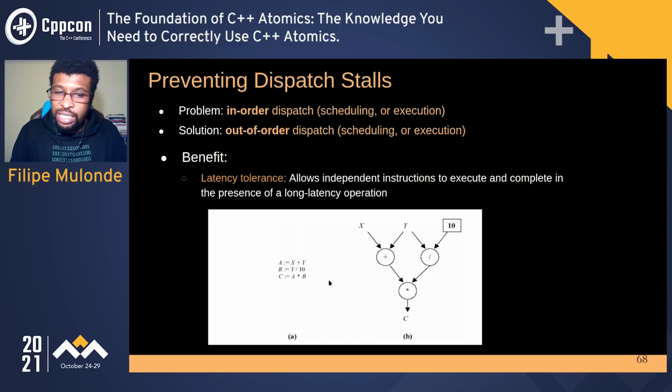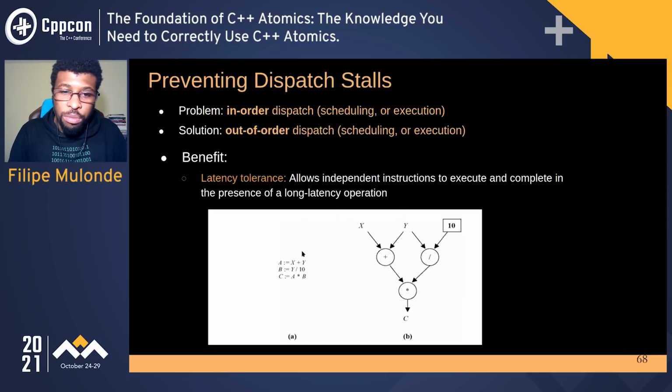So here I have this example. The first instruction has a variable A that will hold the result of the computation x plus y. In the second instruction, we have the variable B that will hold the value of the computation y divided by 10. And in the third instruction, we have the variable C that will hold the result of the multiplication of A and B. So now let's see how out-of-order machines work.